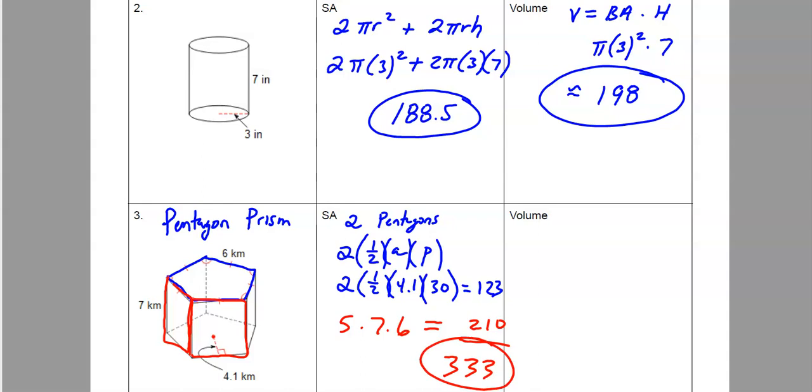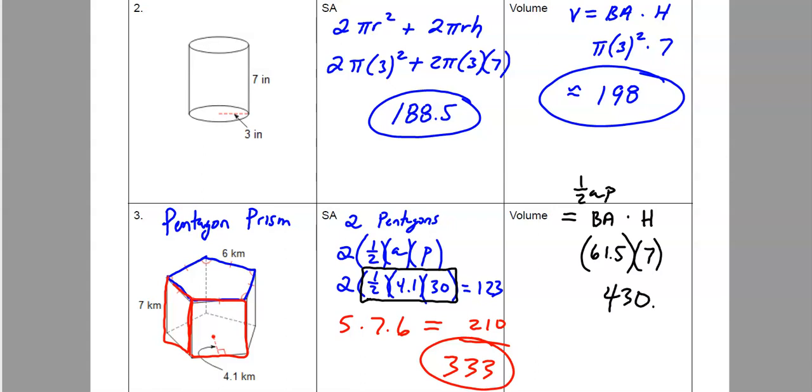Volume's a little easier. Volume is just base area times height. Well, the height of this thing is 7. The base area we've kind of already calculated. That's this piece right here, 1/2 AP. So whatever half of 123 is, I think 61.5. That's the base area. It's the 1/2 AP. You're writing this down. And that comes out to be 430.5. All right, moving right along.